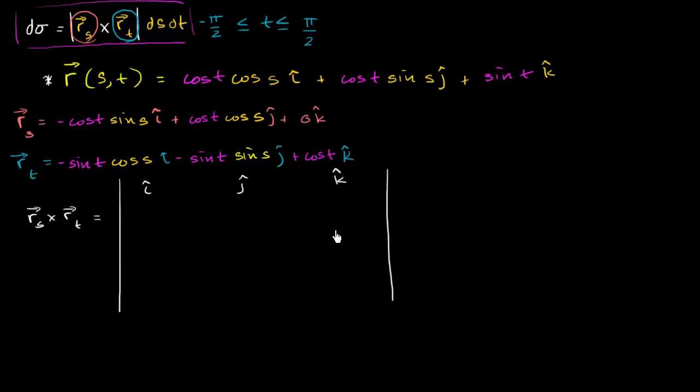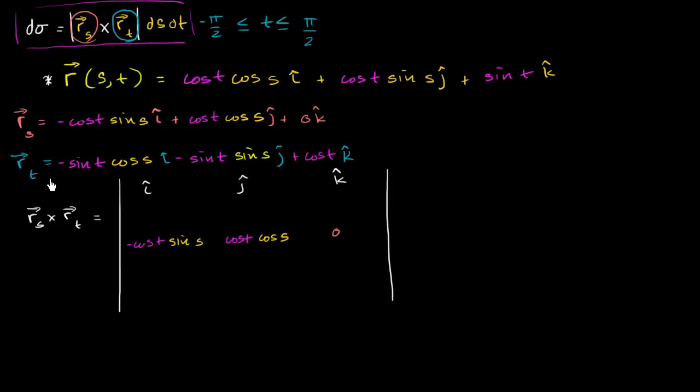Take the determinant of this 3 by 3 matrix. The first row is just our unit vectors. The second row is the first vector that I'm taking the cross product of. So I'm just going to rewrite this right over here. It's going to be negative cosine of t sine of s, sine of s. And then you have cosine of t cosine of s, cosine of s. And then you have 0, which will hopefully simplify our calculations.